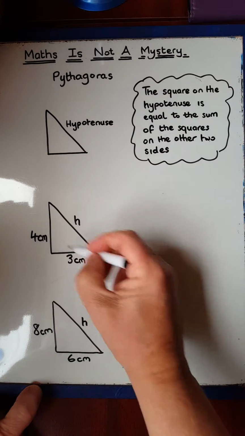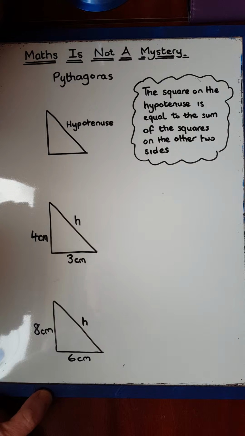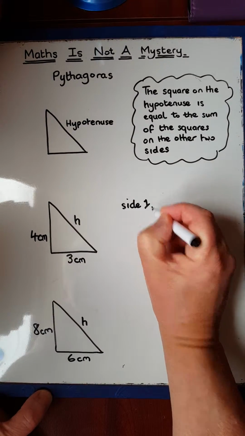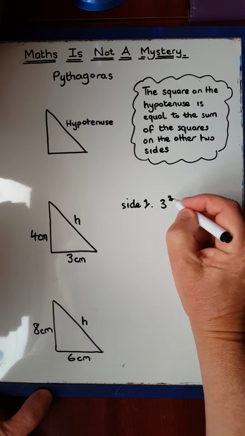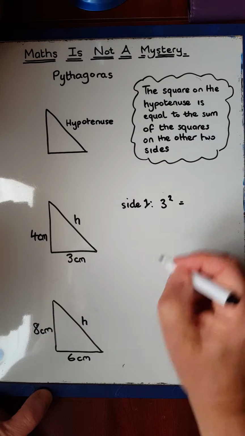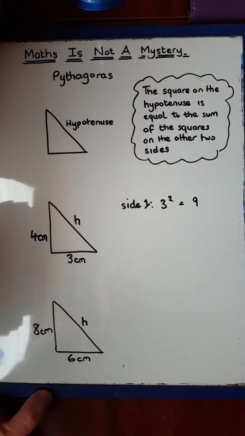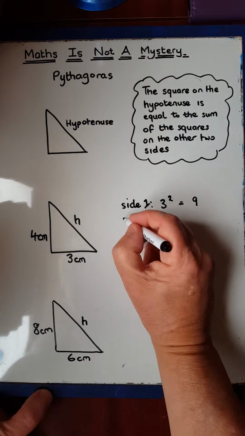One of these is going to be side 1, the other one is going to be side 2. It doesn't matter which it is. So I'm going to decide that side 1 is 3 centimetres, and what I'm going to do there is square it. 3 squared, 3 times 3 is 9. So you're finding the square of that side.